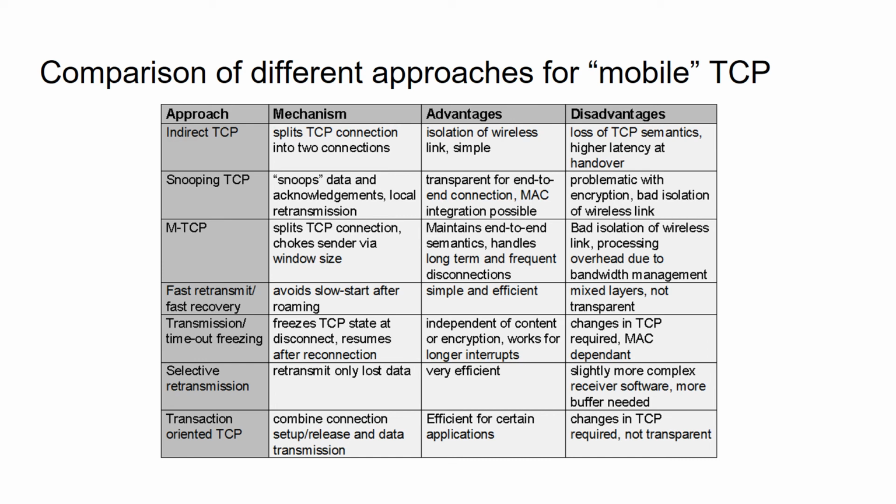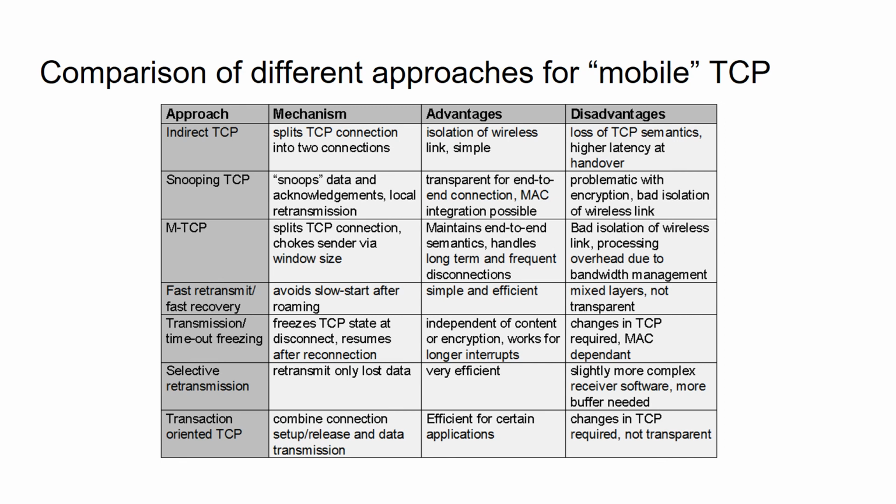So this is a comparison of different approaches for mobile TCP. In this, you will have all seven TCP approaches and their mechanisms and advantages and disadvantages of each and every one. For indirect TCP, the mechanism is that it splits the TCP connection into two connections. That is the main mechanism. An advantage is isolation of the wireless link, and it is so simple. It also has a disadvantage, that is loss of TCP semantics and higher latency at handover.